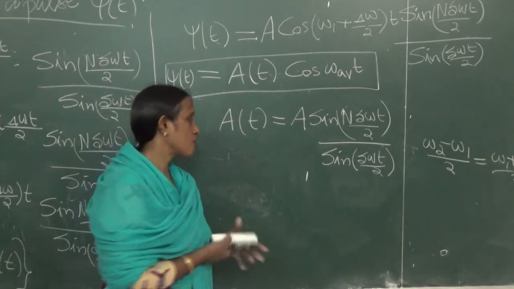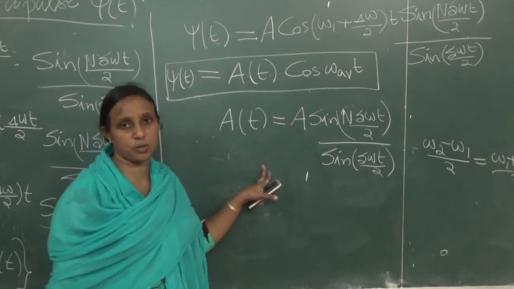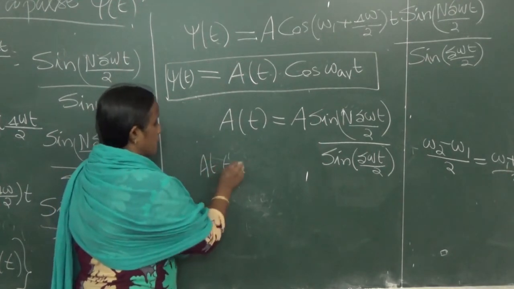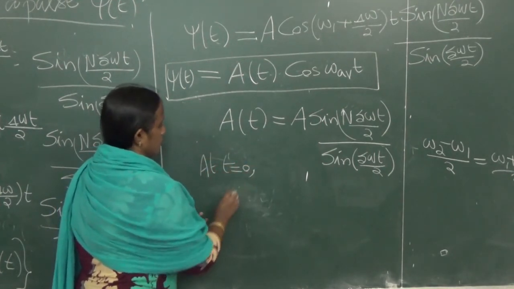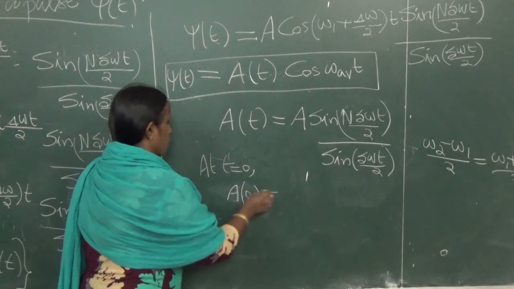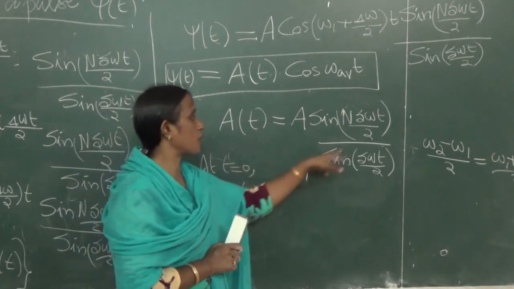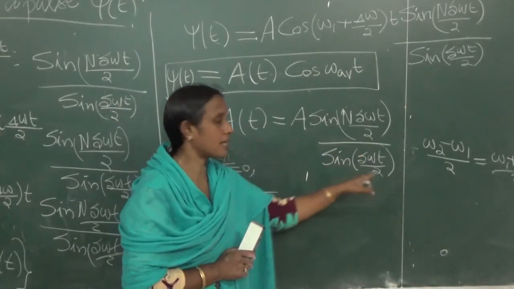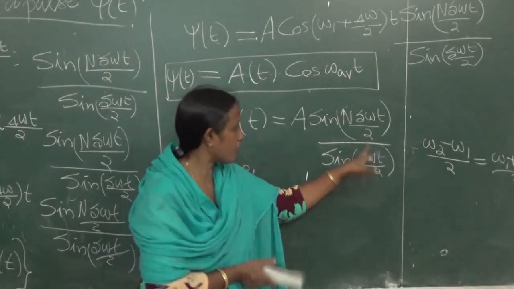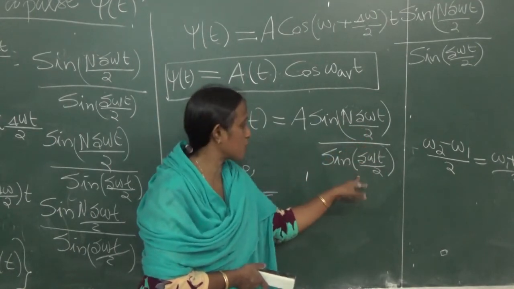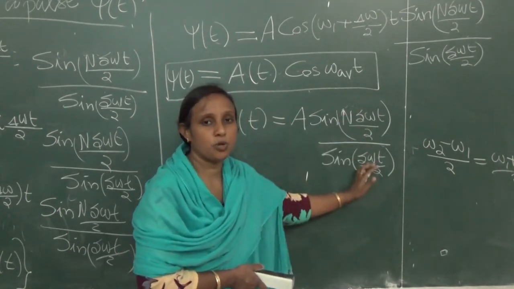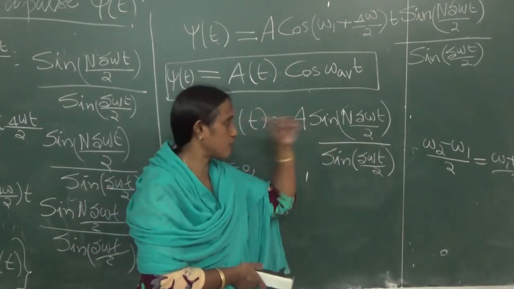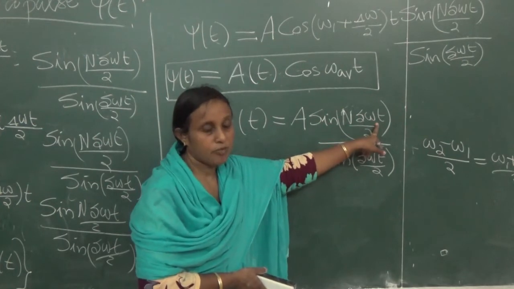In terms of A(0), we can replace this equation such that at t equal to 0, A(0) equal to, we can put t equal to 0 here, sin 0 by sin 0. There is a problem because sin 0 is 0 and sin 0 is 0, so there comes 0 by 0. So we cannot directly substitute 0 for t here.